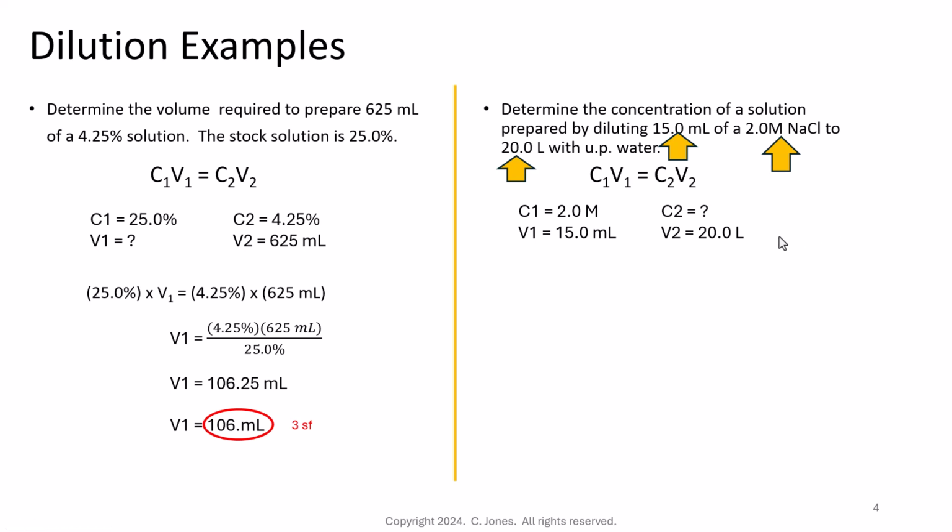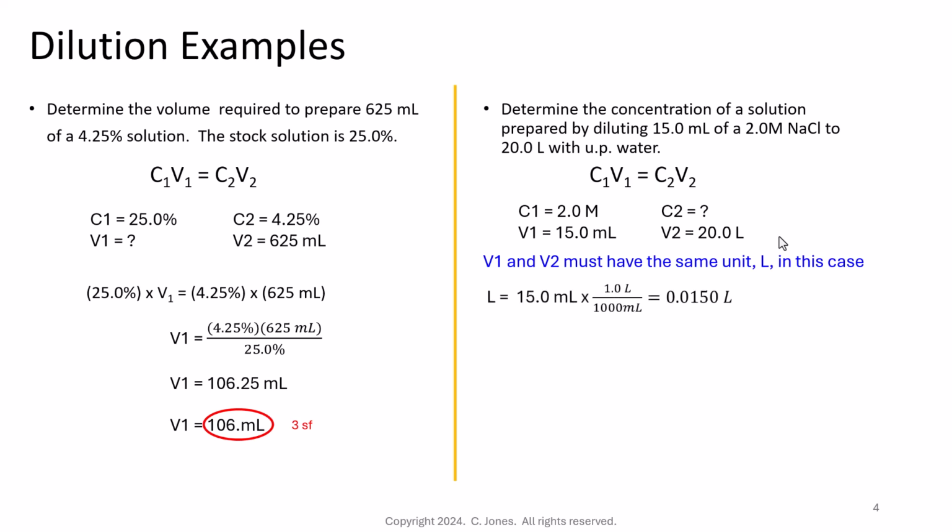But now you notice that V1 and V2 are not the same unit. So in this case, we're going to convert the 15 mL to liters. I just did that arbitrarily. You could have converted liters to milliliters, but I just preferred to convert milliliters into liters. So now we've converted V1 into liters. We're going to plug this into the equation: 2.0 molar times 0.0150 liters is equal to C2 times 20 liters. And again, we need to solve this equation for C2.